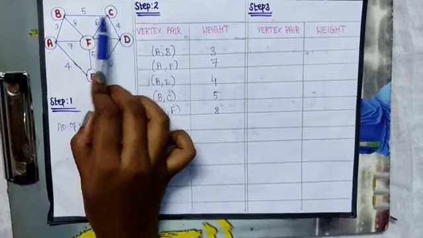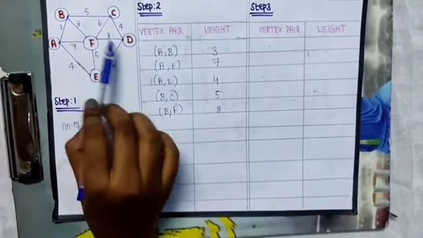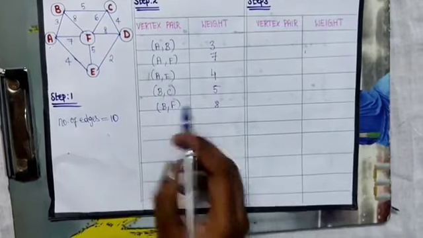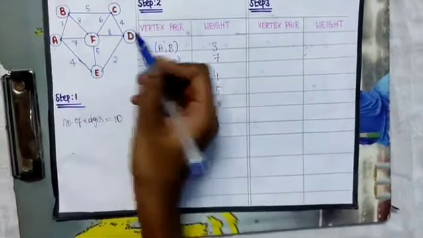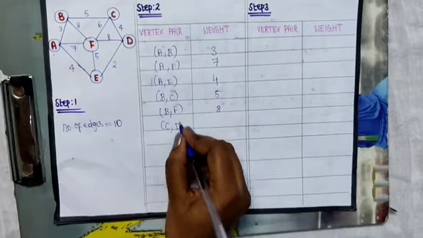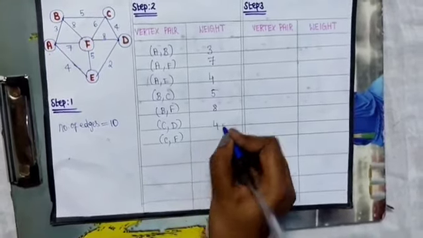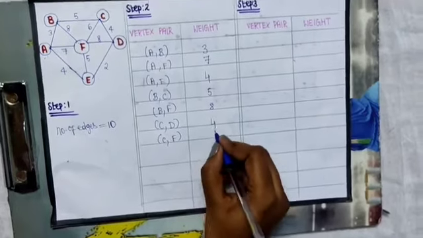The alphabet C has connections to B, F, D. But we have already mentioned B, C, so you don't need to mention C, B. You need to mention F and D. So, first C, D, then C, F. C, D weight is 4 and C, F weight is 6.